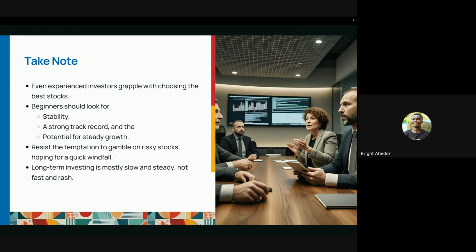Now, beginners should resist the temptation of gambling on risky stock. An investor is different from a trader. What I teach here is not trading. It's not like putting your money somewhere, then tomorrow you have made $1 million. No, not like those things people do. That's not what I'm teaching here. I'm teaching you a plan that you can use strategically to grow your wealth for years and years to come.